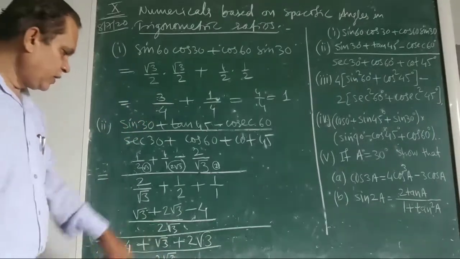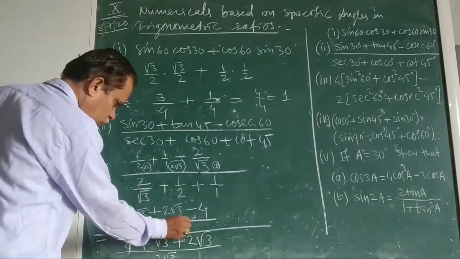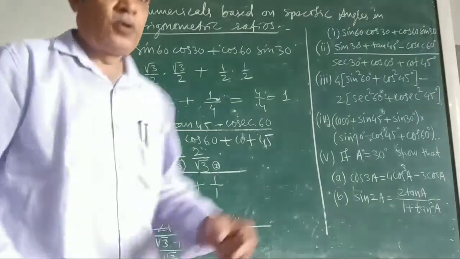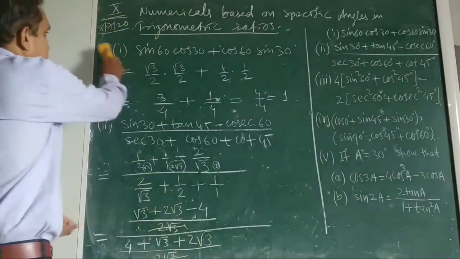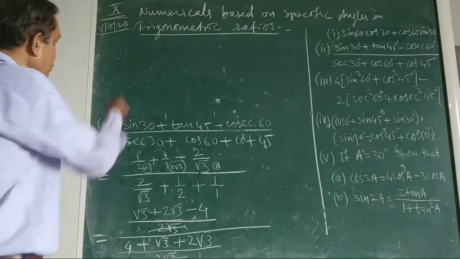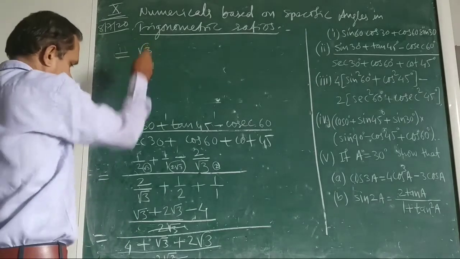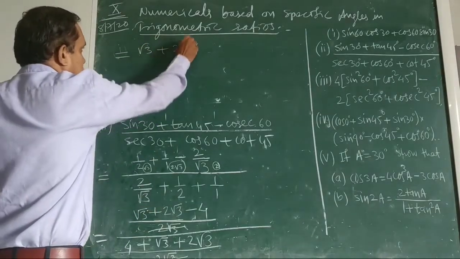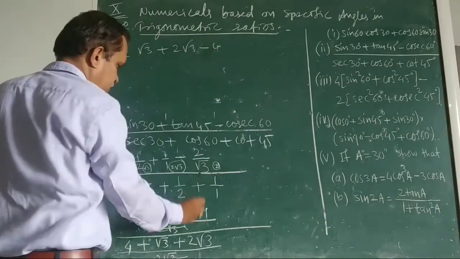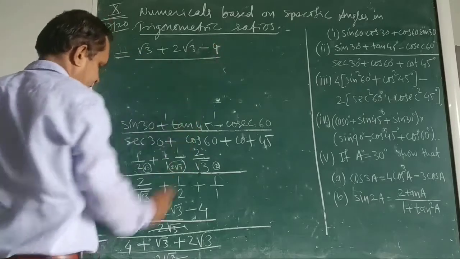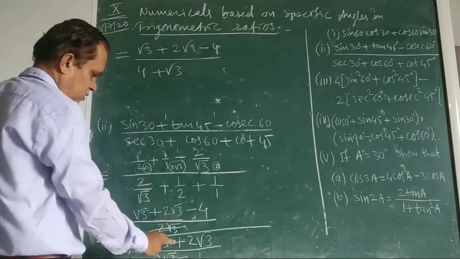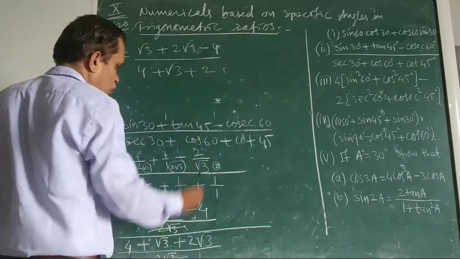See students, look here. See this 2 root 3 and 2 root 3 cancel. Yes or no? Therefore, now next, after simplification of this one, you get to know that it is equal to root 3 plus 2 root 3 plus minus 4 divided by 4 plus root 3 plus 2 root 3.